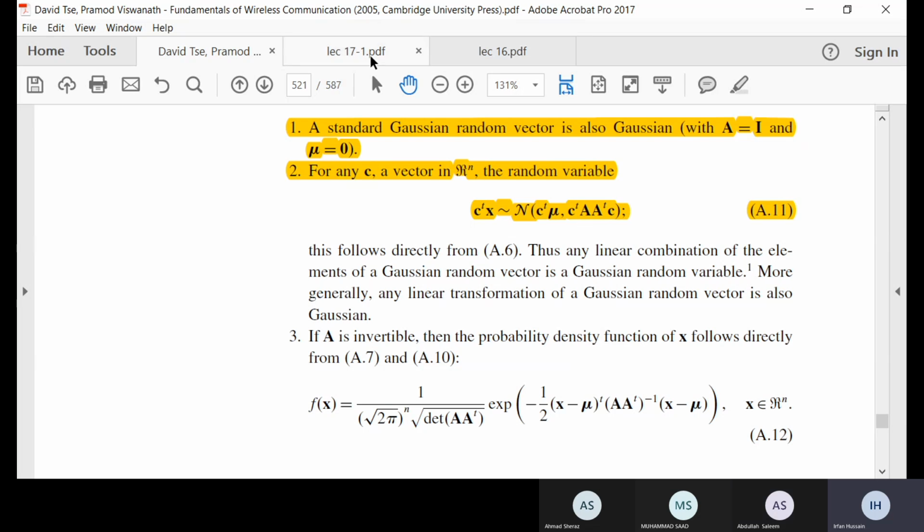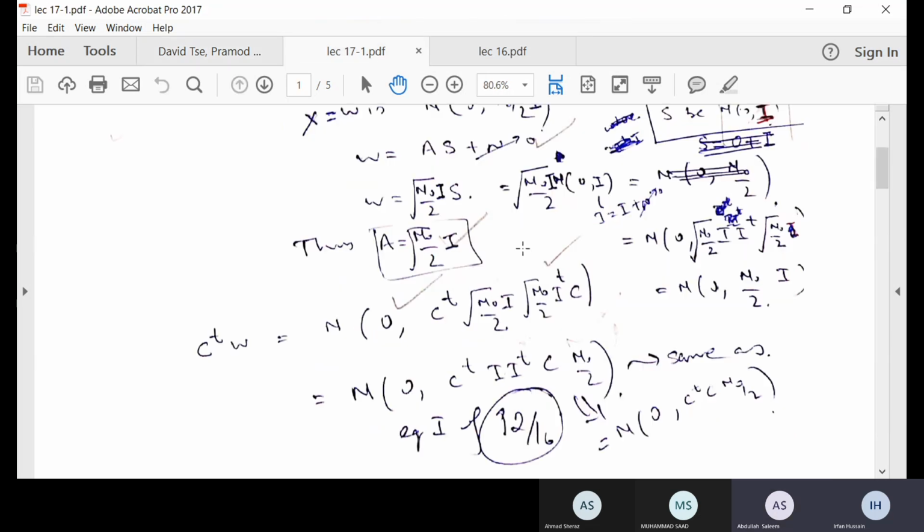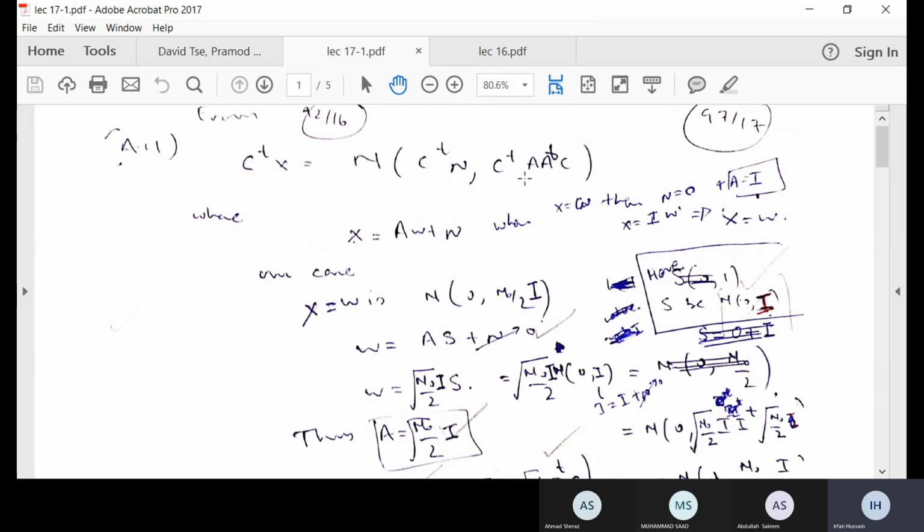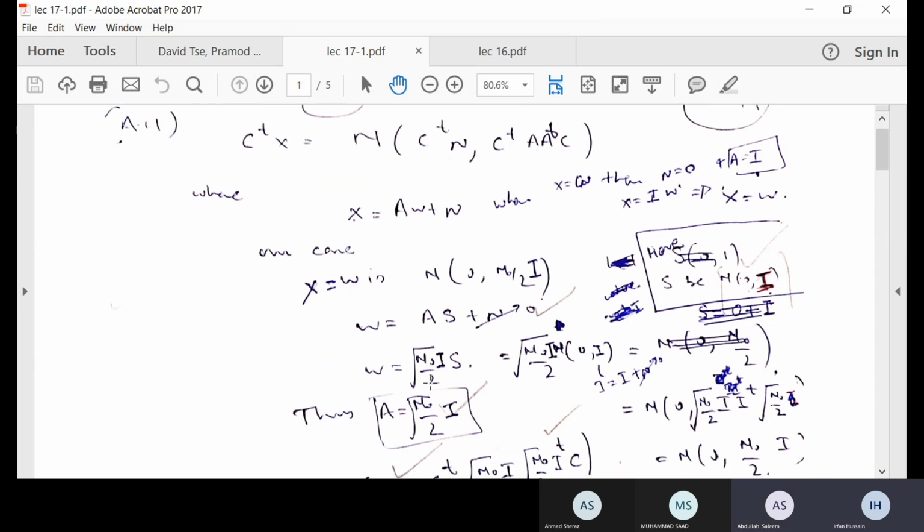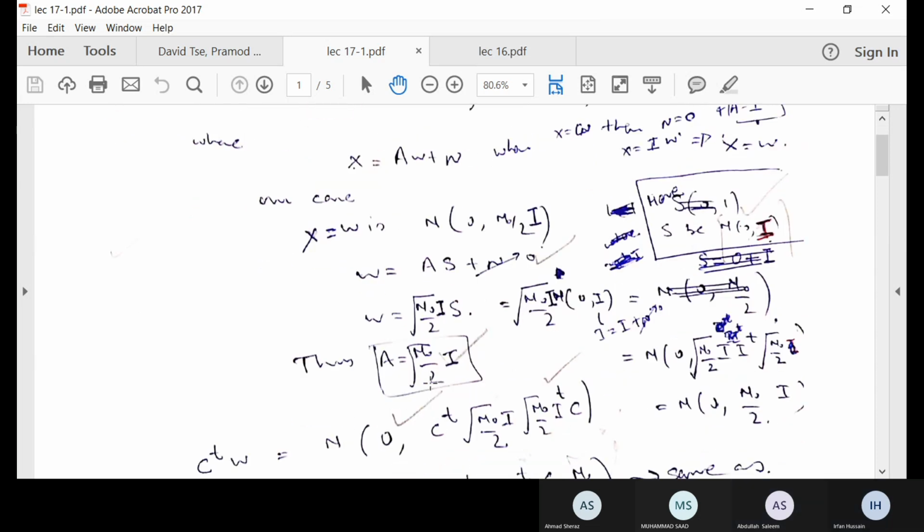So in this lecture, what I was trying to show you is that we have this rule, but I need to find A. But how can I find A? I know my vector is as follows, it is AS, but I need to find my A. So I said that if your A is this, then your W vector will have this zero mean and this covariance matrix, and we know that the covariance matrix of W is equal to N0 by 2 I.